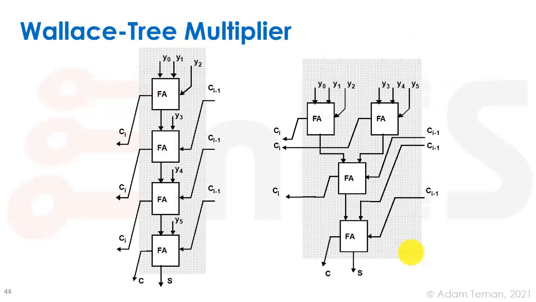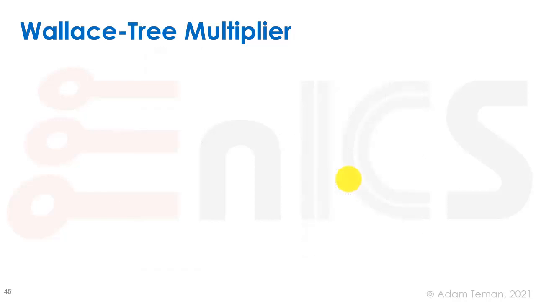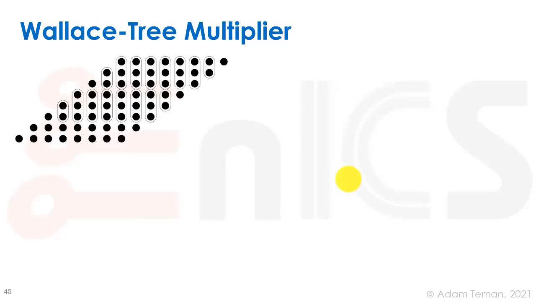Okay, so Wallace brought up this idea, and the Wallace tree is a cool concept. It's going to take this linear type of addition of many partial products and turn it into a tree, which will reduce it in a really nice fashion. And it's pretty much the fastest type of multiplier we can get. Okay, so let's look at how this works, the mechanics of it. We have our dot diagram of our multiplier over here.